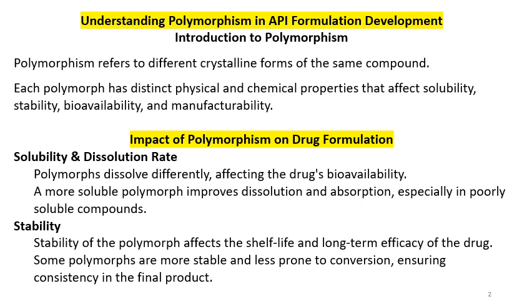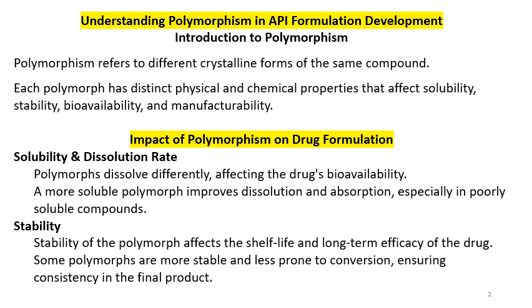As the polymorph has an impact on the physicochemical properties, it affects solubility, stability, bioavailability, and it also impacts manufacturability. Different polymorphs have different solubility and different dissolution rates, and that's why they impact the solubility and dissolution rate of the drug product. As polymorphs differ in solubility and dissolution rate, these impact the bioavailability of the drug product.